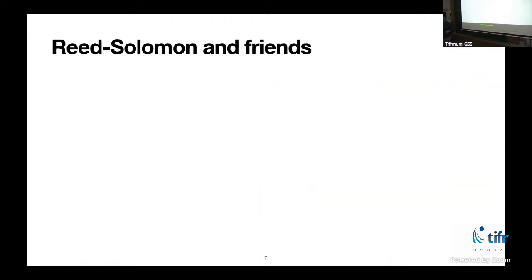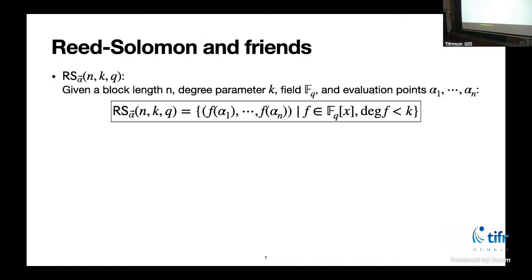Okay, so the kinds of codes that we'll talk about are Reed-Solomon and polynomial evaluation codes and related codes. I'm guessing many people have seen this. The Reed-Solomon code is you take a polynomial of degree less than k and just evaluate it on many points. So the set of codewords is just the evaluation sets of polynomials of degree less than k. These alpha are the evaluation points, n is the length of the code, k is the degree, and q is the size of the field.